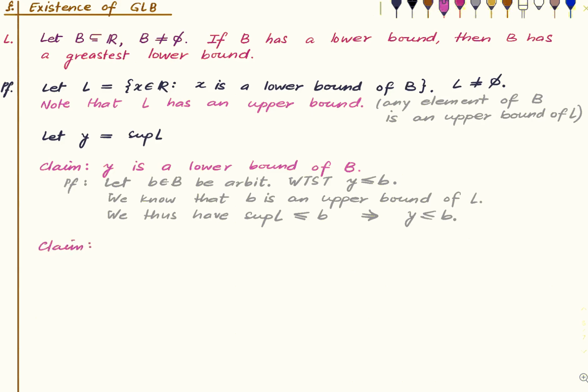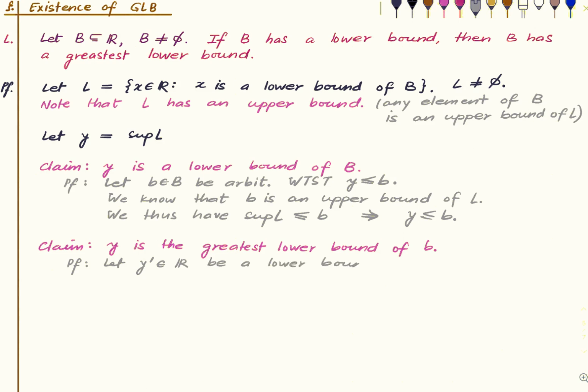Now we claim that y is the greatest lower bound of B. Okay, so let's see why. So suppose we have some other lower bound. In other words, we have chosen an element in L. We want to show that this is the case. Showing this will finish the proof that y is the greatest lower bound of B. So here I should have written a capital B. What have I written? Yeah.